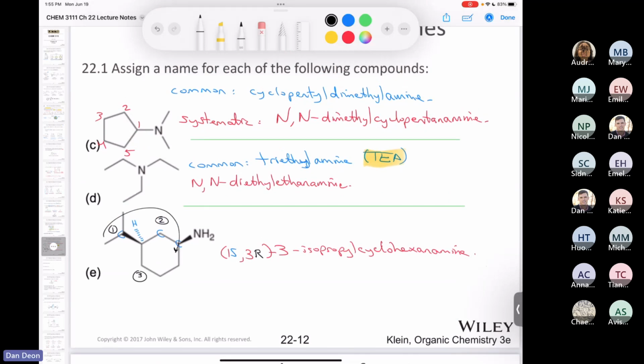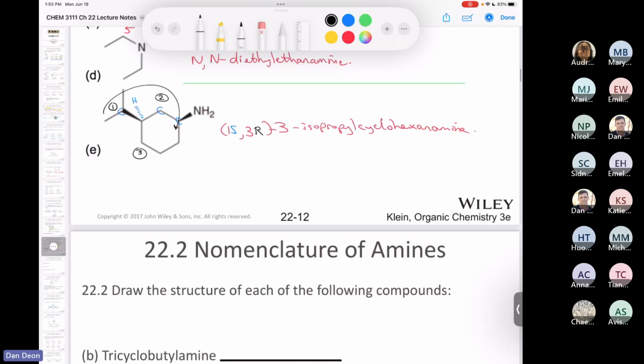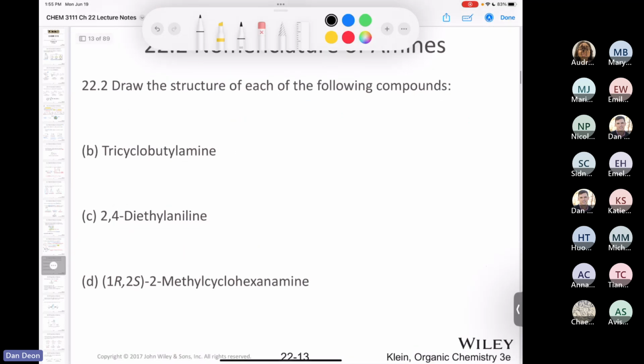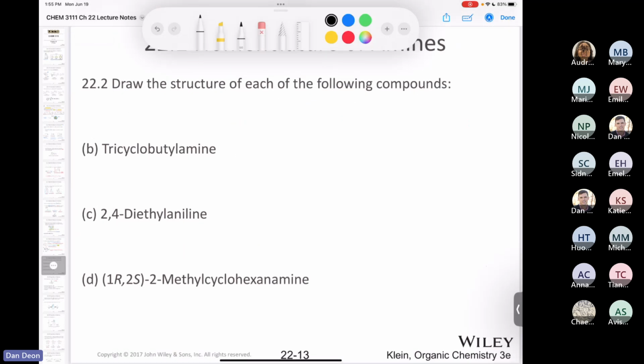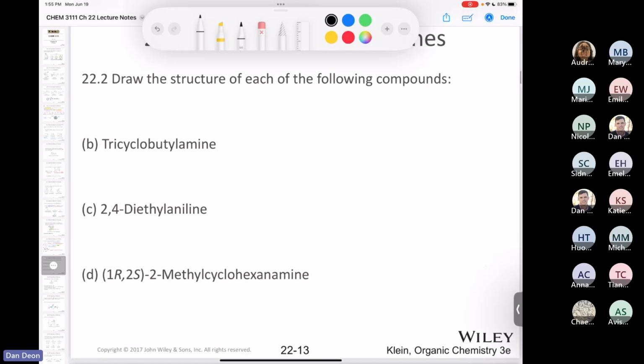So we've named some amines. It gets a little bit of practice on our Cahn-Ingold-Prelog rules. Let's try a couple more problems, and we'll take a short break. Just draw the structure of each of the following compounds. So if I have tricyclobutylamine, that means I have to draw three cyclobutanes.